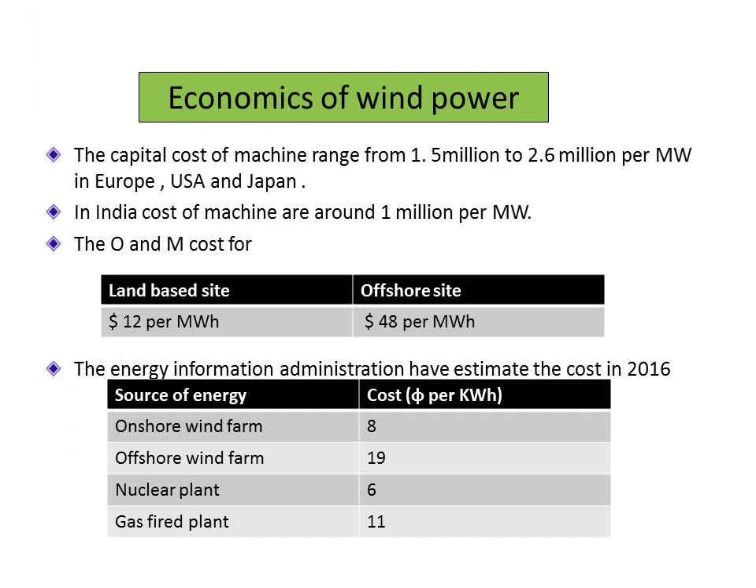Economics of wind power. It depends on the capital cost to build the turbine, the ongoing cost to run the turbine, which is called operational and maintenance cost, and revenue from the sale of electrical energy produced over the lifetime of the turbine. The capital cost of the machine ranges from 1.5 million to 2.6 million per megawatt in Europe, USA and Japan, but these costs are around 1 million per megawatt in India.